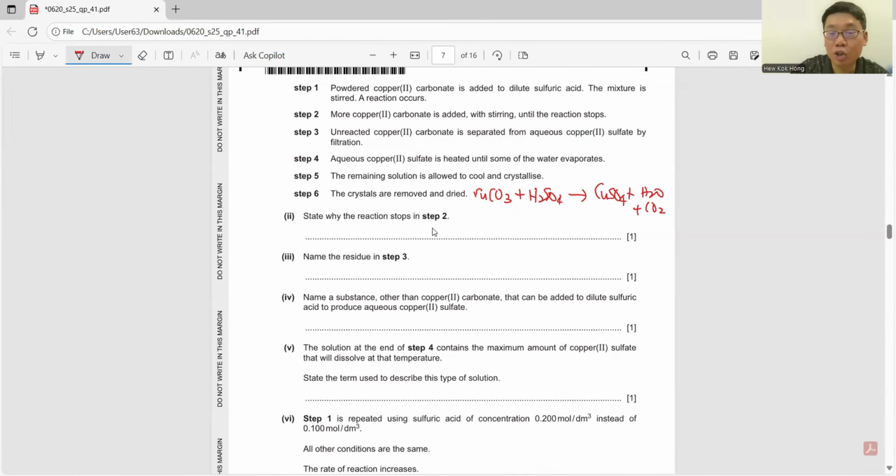Say why the reaction stops in step 2. They add more copper carbonate until it is in excess. So all the H2SO4 had reacted. That's why the reaction stopped.